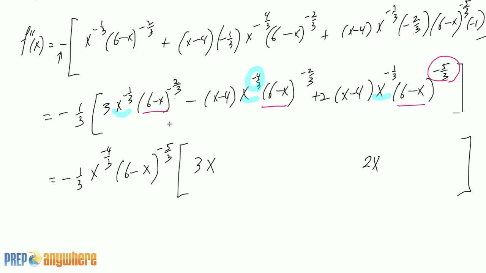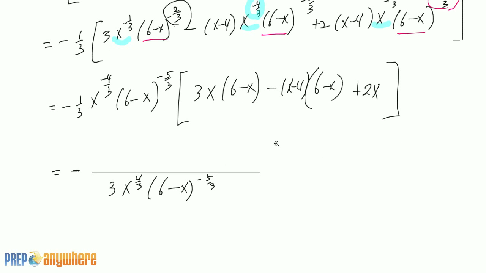So what about 6 minus x? You got to add 5 over 3. If you add 5 over 3 to that, you get 1. Five over 3, 6 minus x. And if you add 5 over 3 there, it's gone.